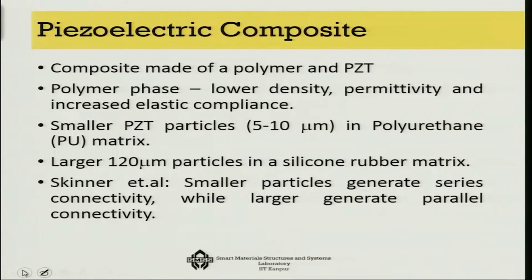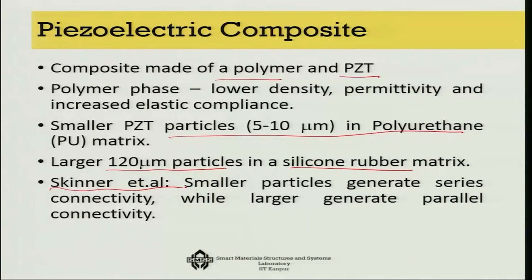You can also make composites in which you keep any polymer and PZT powder. This is even better than a pure polymeric system. You can make smaller particles of lead zirconate titanate, for example, and put them in a PU matrix, and sometimes larger particles are also put in a silicone rubber matrix. It has been shown by Skinner et al. that by using a special kind of configuration you can get a very high connectivity, and this composite can ultimately become a very good transducer material.